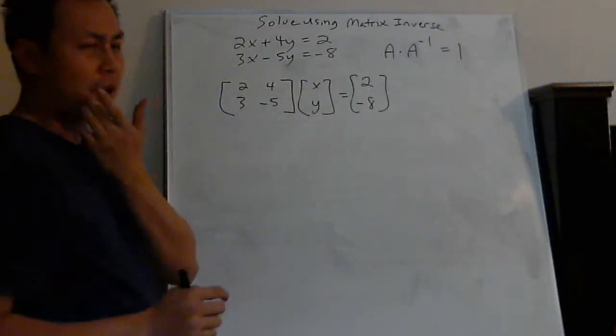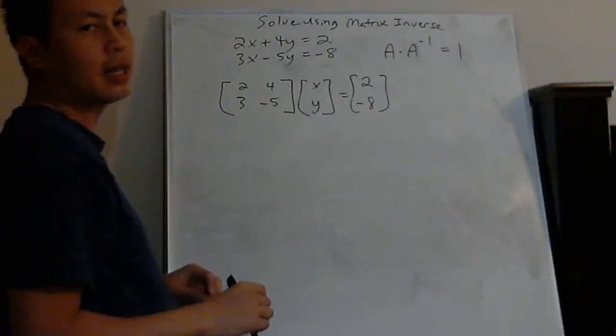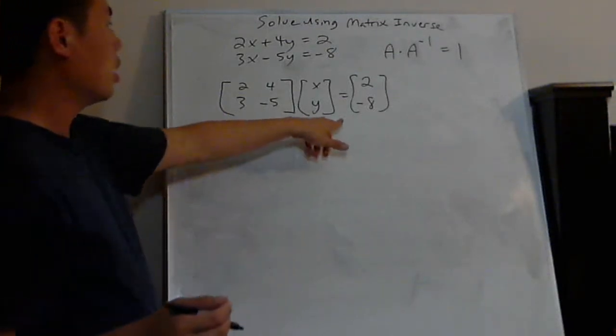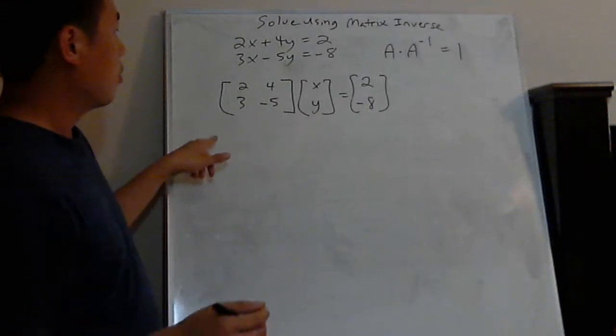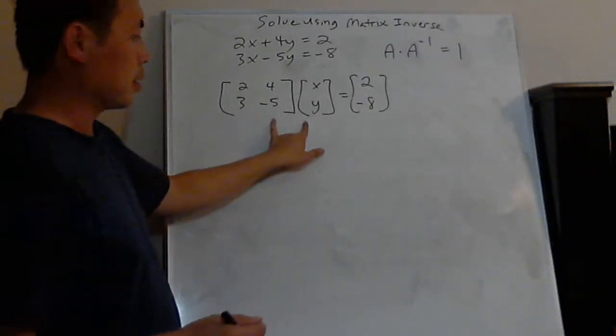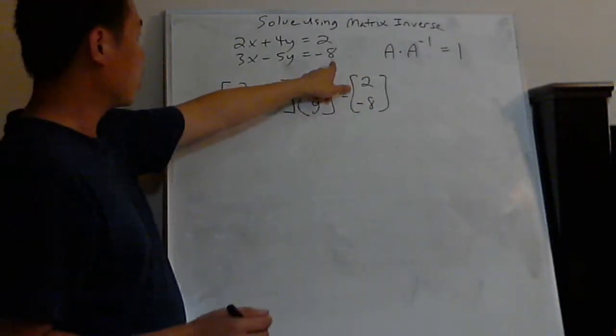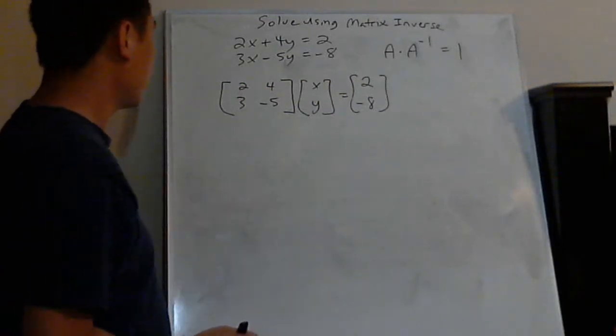I don't know if you've learned how to multiply matrices yet. I'm going to make a video on multiplying matrices if I haven't done one yet. But that's the reason why this is this way. Equals, you just put this into brackets, 2, -8.